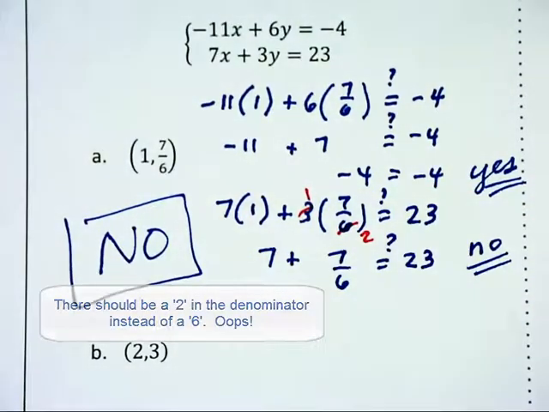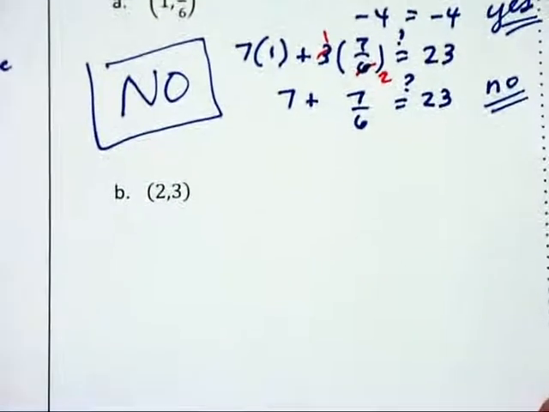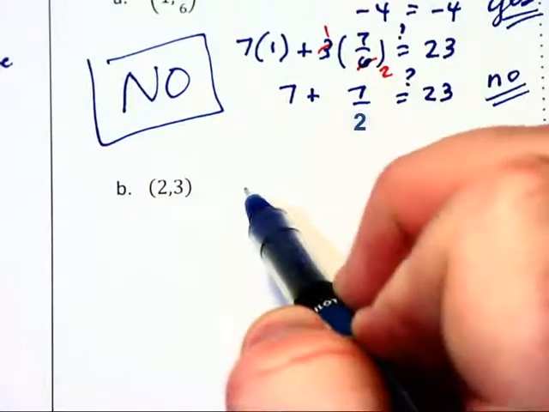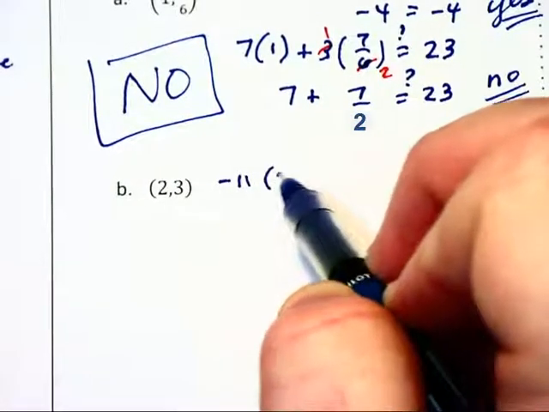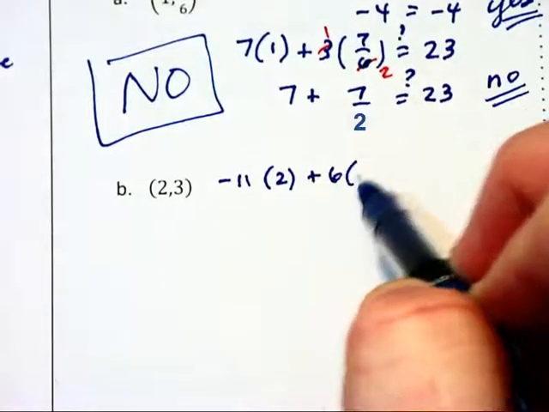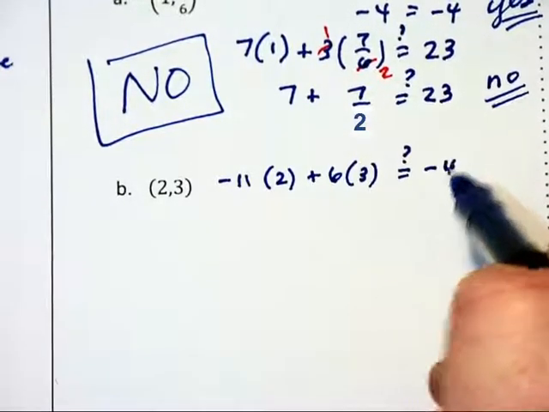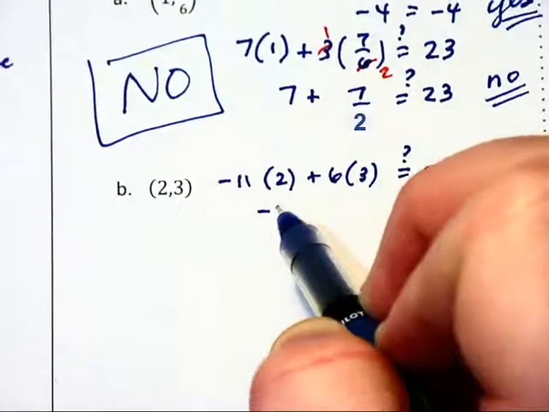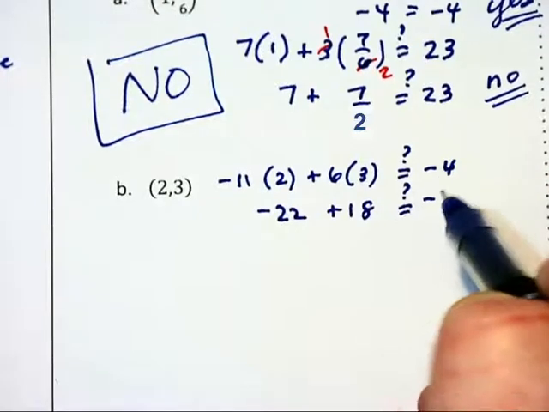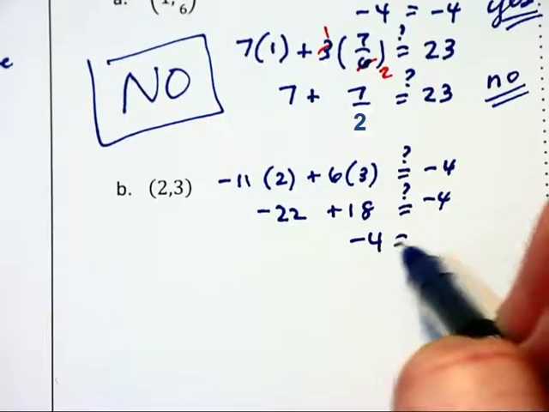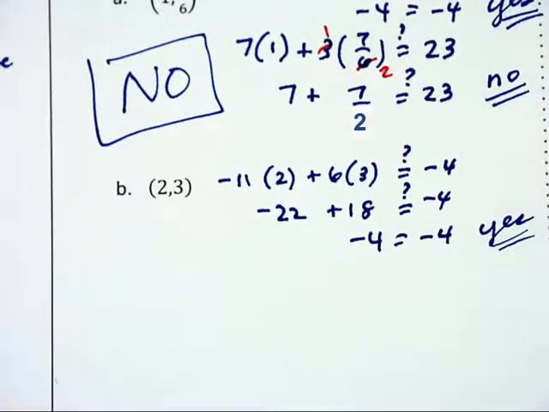Now let's try the second thing with this next point. We substitute 2, 3 into the first equation. This gives us negative 11 times 2 plus 6 times 3. Is that equal to negative 4? Well, this is negative 22 plus 18, and that is negative 4 on the left equals negative 4 on the right. So yes, it works in the first equation.